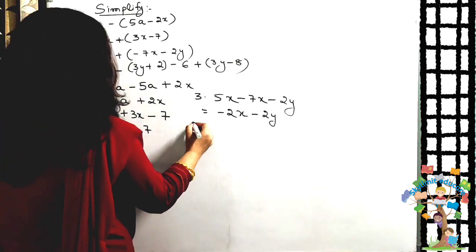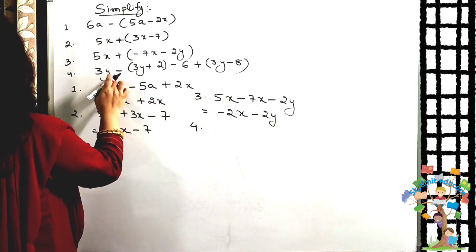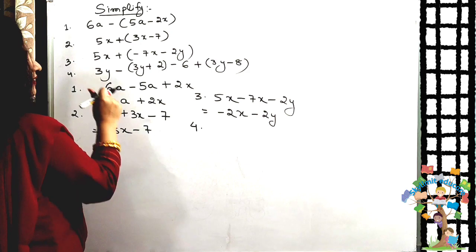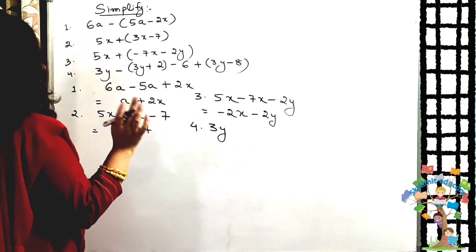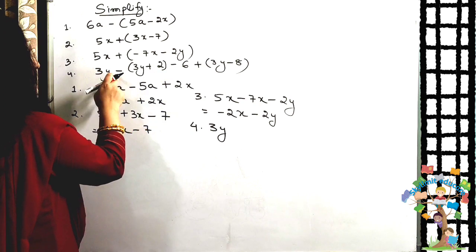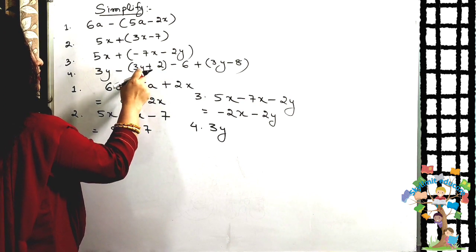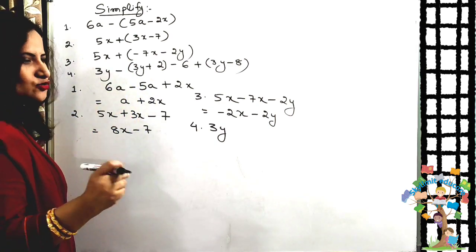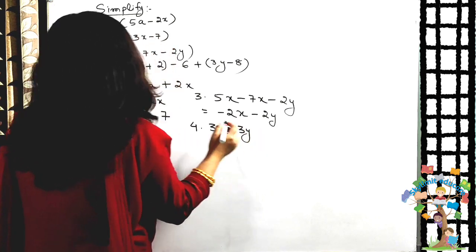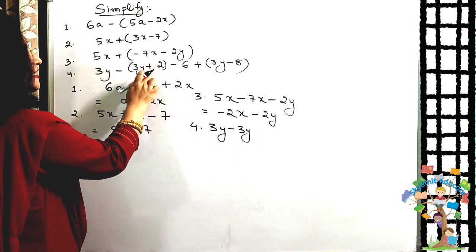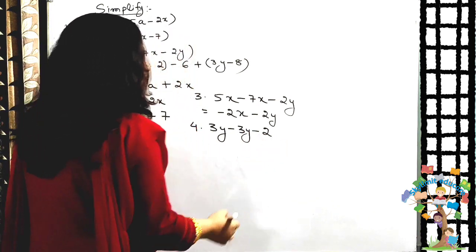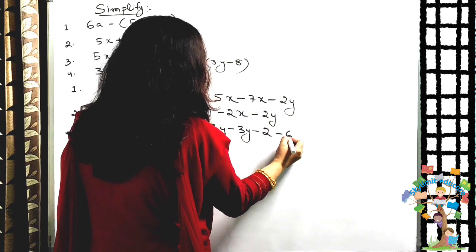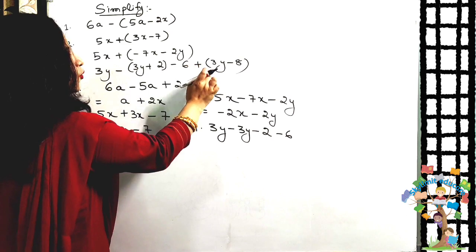Right? Let's come to question number 4 now. The question is already written here, I am not repeating it. So first I will write 3y. Clear? But now you see outside this bracket a minus sign is there. That means the sign of the two terms inside this bracket will change. 3y has no sign inside, that means it is plus. So 3y will become minus 3y. And this plus 2 will become minus 2. Clear? Now, minus 6 simply you can write. It is not inside the bracket, nothing.